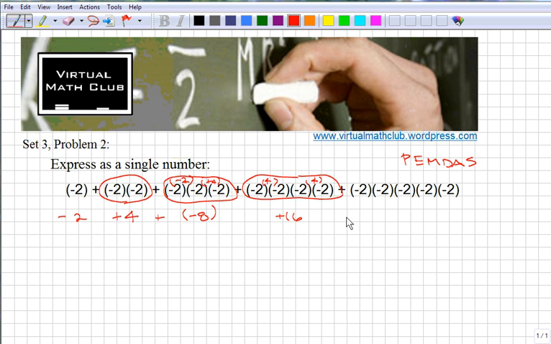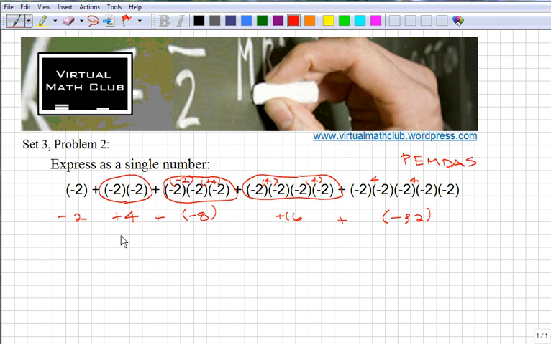And then finally over here, let's drop the plus sign down. We have negative 2 times negative 2, which is a 4. And then we have this negative 2 times negative 2, which is a 4. And then we have another negative 2. So we have 16 times negative 2, which is a negative 32. So we've got it simplified a little more. I'm going to put parentheses around the negative. Now we've got it narrowed down to 5 numbers, and we can just add them up.